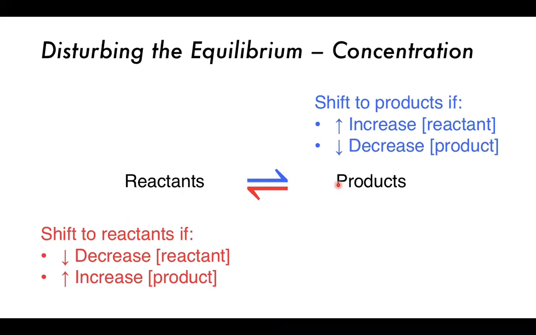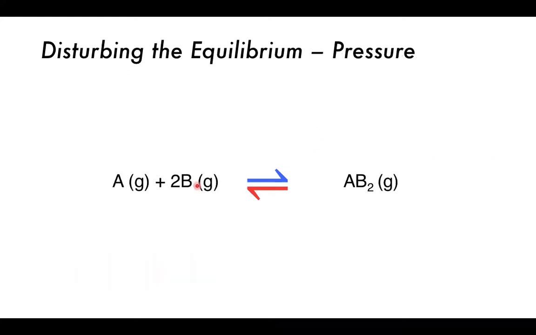Then if we shift to reactants, if we decrease the concentration of reactants, so if we remove reactants, then more products will be consumed to make them. And then if we increase the product concentration, then more of those products will be consumed to form reactants. And so note that this has no effect on the value of K. It just disturbs the equilibrium. K is still going to be the same. K only changes when temperature is involved.